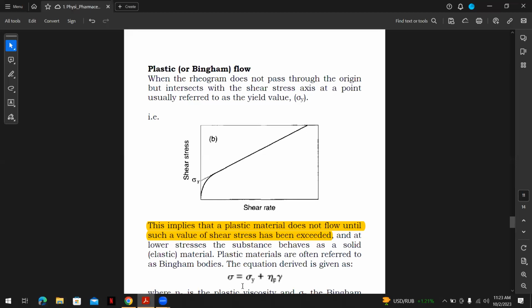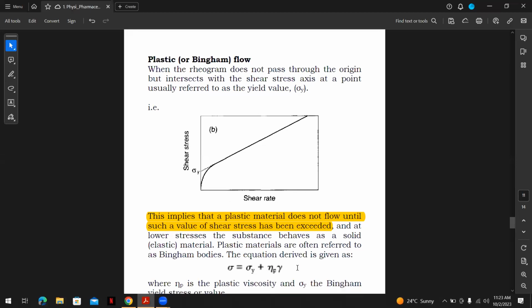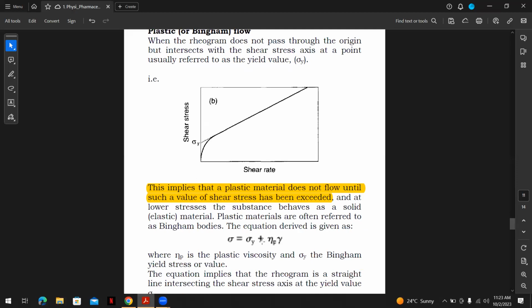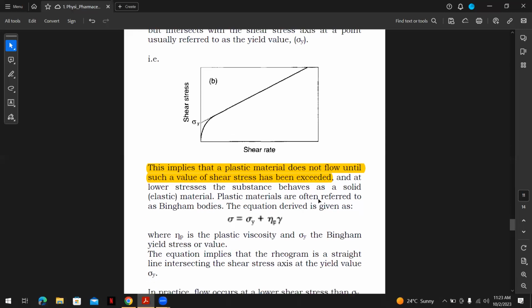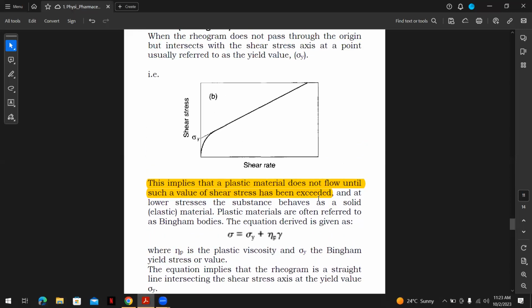And then we said this is the equation for getting the plastic viscosity, of which you can always get viscosity from the slope. But you see, for Newtonian flow, the equation was shear stress equals the viscosity times the rate of shear. But here we just add the yield value, because we've said with plastic flow, the yield value has to be exceeded for the material to flow. Sawa.